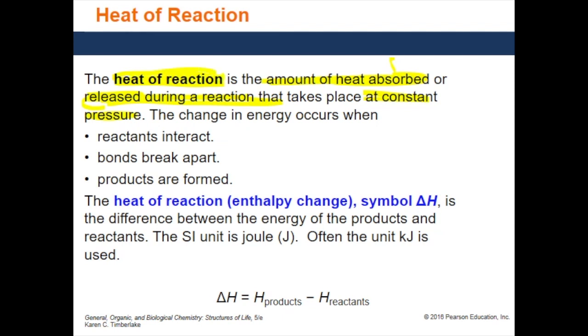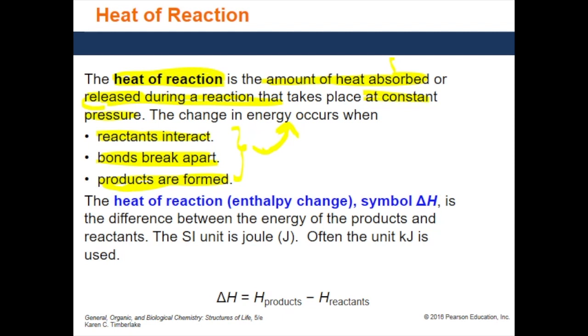This heat is usually involved in a reaction whenever reactants interact with each other. When they interact, some bonds need to break apart, some new bonds need to form, and therefore products are formed. So this whole process of breaking bonds and forming new bonds would require some change in the energy in the process, and that's where this heat of the reaction comes in.